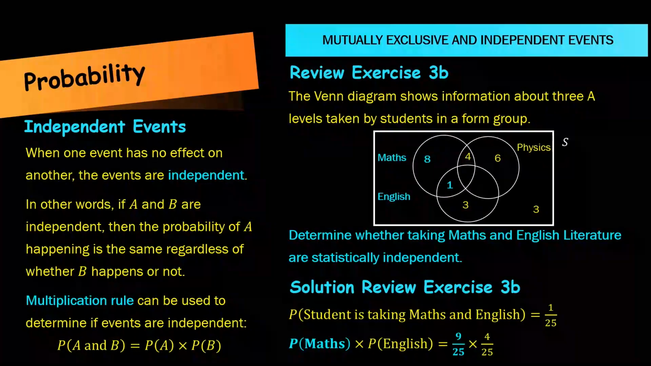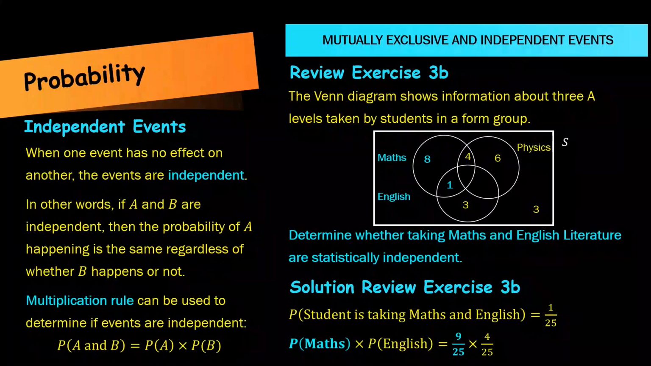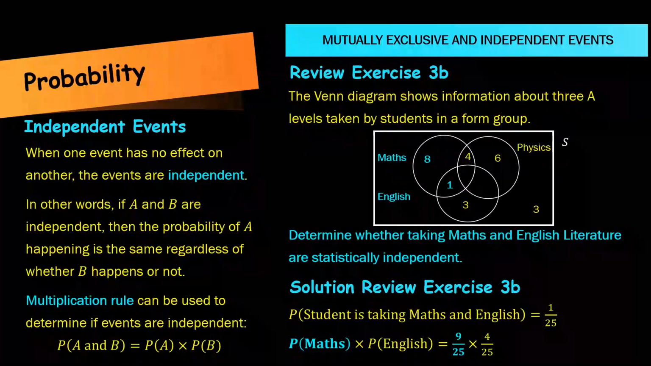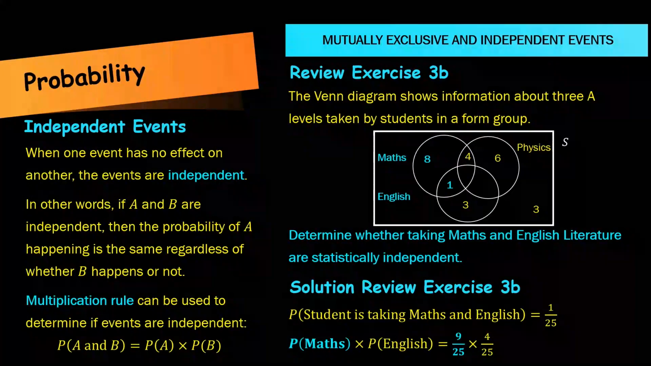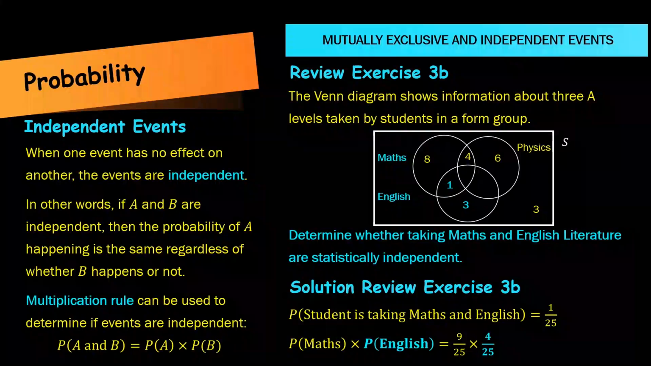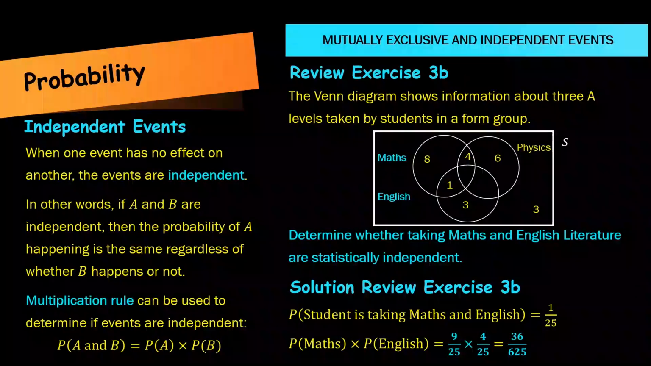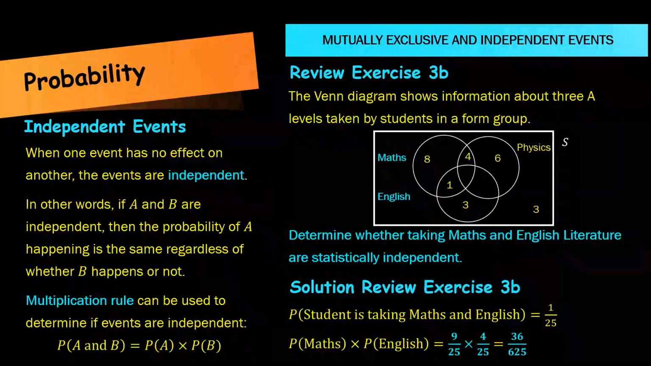And let's check now if the formula also holds. So the probability of maths times the probability of English should equal the probability that the student is taking maths and English. So the probability of maths is 9 out of 25, and the probability of English is 4 out of 25. So we multiply the two by one another, and that gives us 36 out of 625.